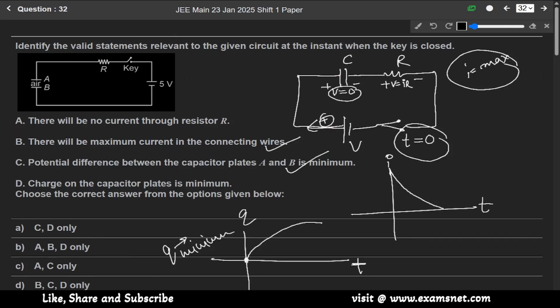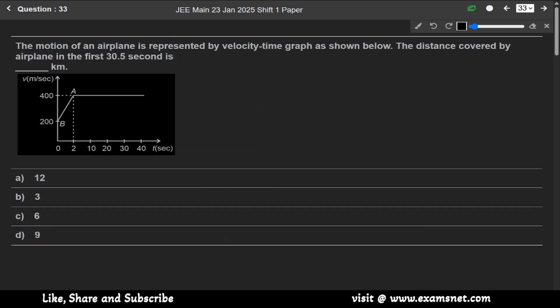And charge on the capacitor plate is minimum because it is starting from here, the charge is minimum, but there will be no current through the resistor R. This is wrong. So only B, C, and D are correct. So from these four options, option 4, that is D, is correct. Now next question 33. The motion of an airplane is represented by the velocity time graph as shown below. The distance covered by the plane in the first 30.5 seconds. In such cases, we know that the distance covered is equal to the area under the graph.